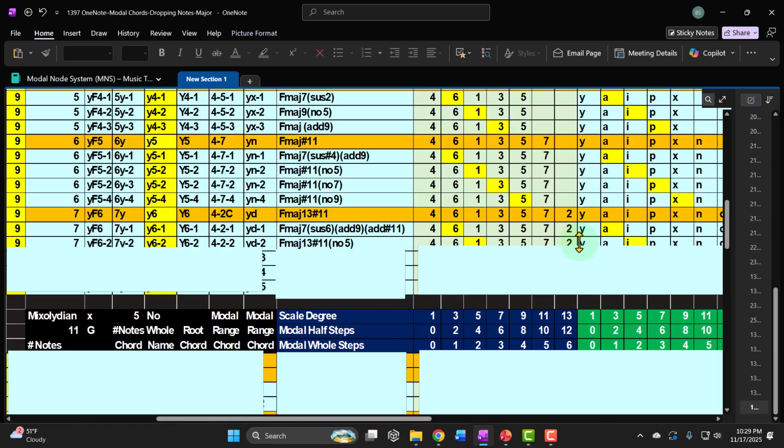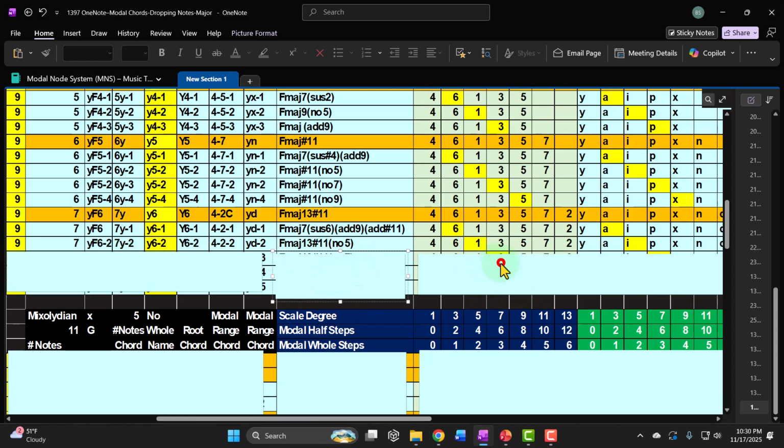And then we'd have, if we want an F major 13 sharp 11, meaning we're dropping the 5, so it'd be an F major 13. I have to indicate that there's a sharp 11 in there, and then I could say no 5. So it would be cleaner to just call it a 7Y -2 or a Y6 -2.